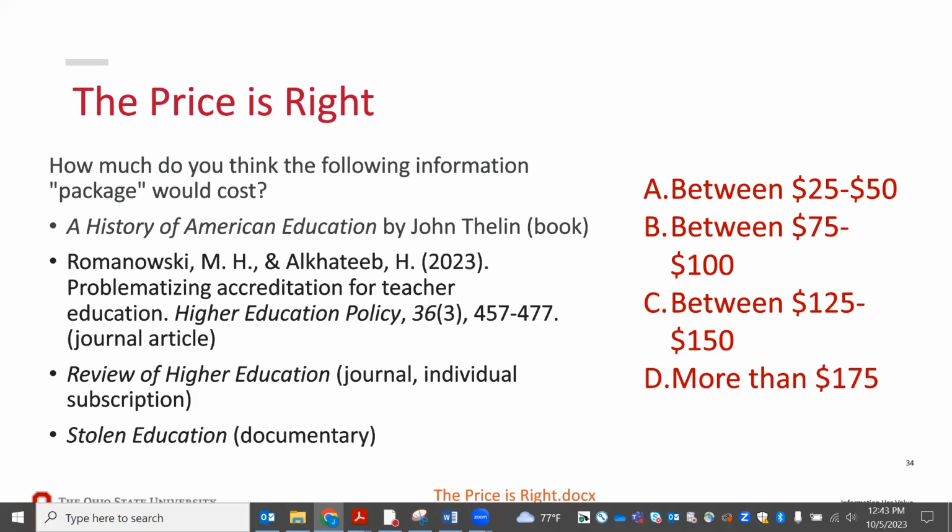Well, that book costs around $25. Who is getting the money for that book? How much does the author actually get from that book? And who else is making profit from that book? For the journal article, is the author getting any money at all for that article?